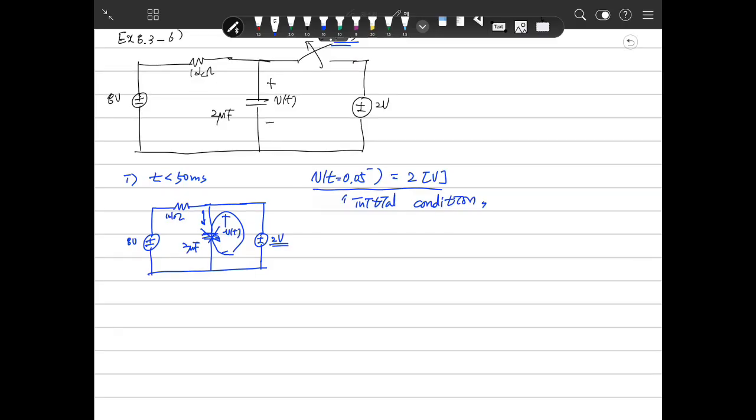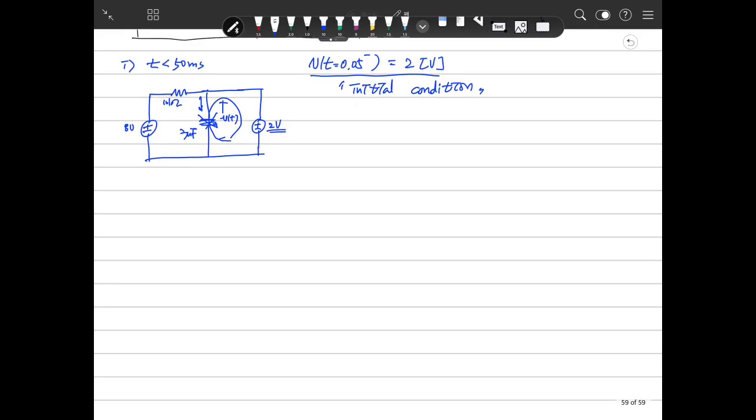Then what should we do next? We redraw the circuit in our constant time here. Because the circuit is open, the circuit is a little bit different: 8 volts, 10 kilo ohm, and then on the capacitor here, 2 microfarad, and this is Vt here.